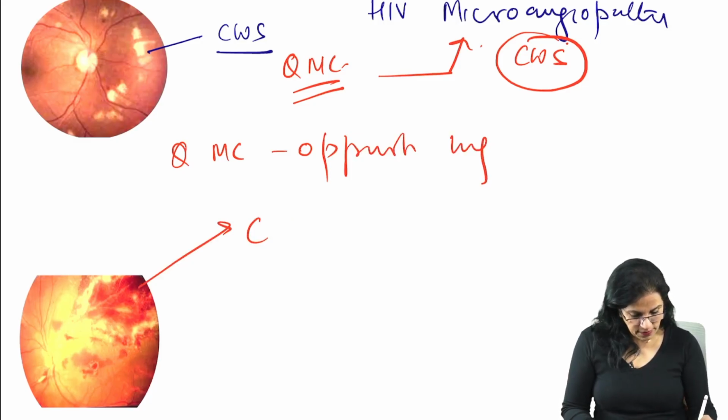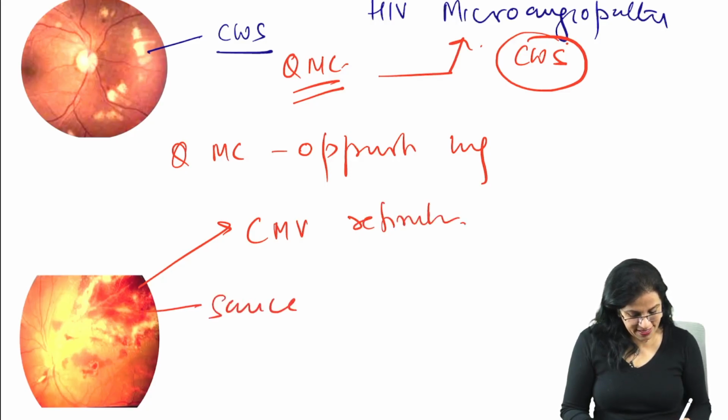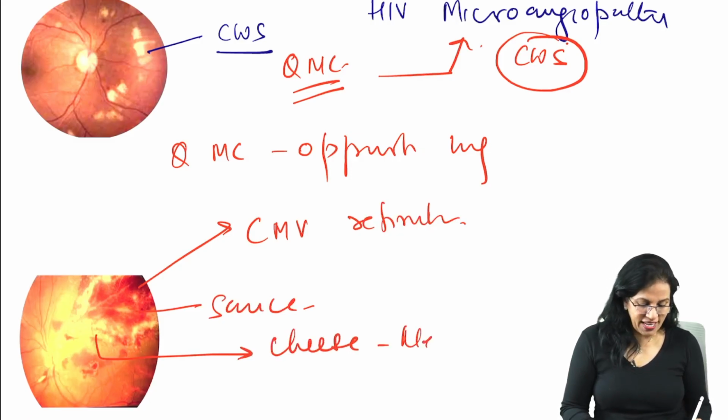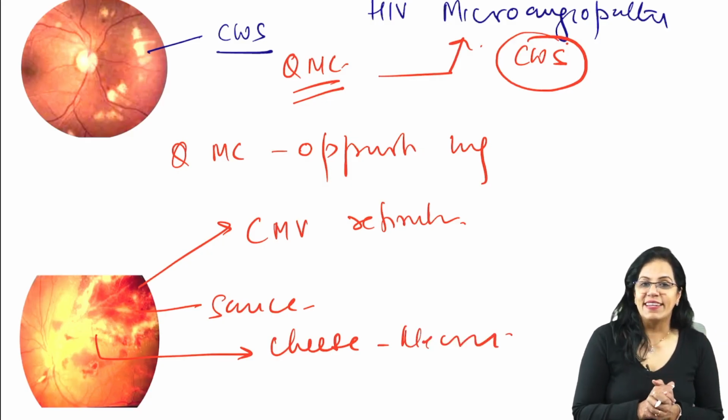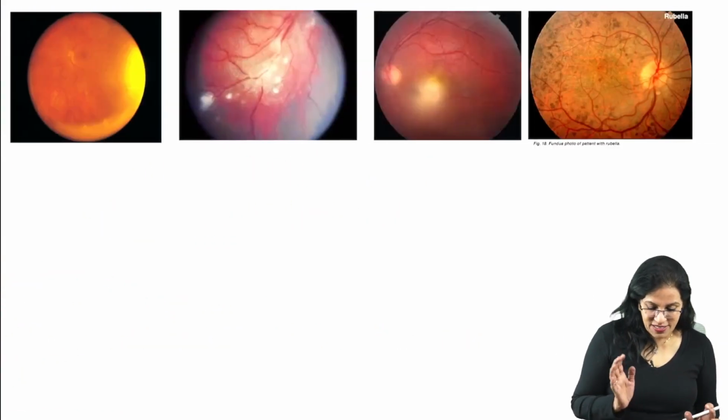So when you say CMV retinitis, how does this present? As you can see here, this is the sauce, this is the hemorrhage, this is the cheese, which is the necrosis, isn't it? So yes, we are talking about sauce and cheese retinopathy, right? Okay, we come to the next slide.